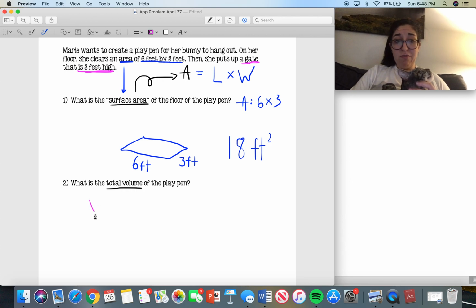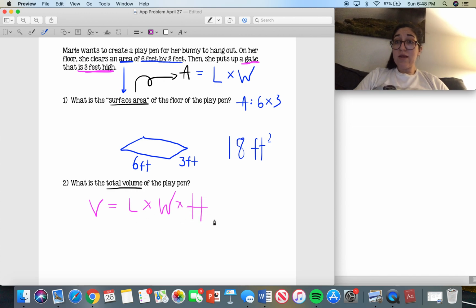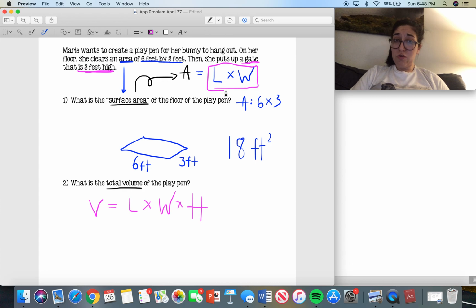We've talked about that volume equals length times width times height, right? Length times width times height. But if you'll notice, area is length times width. So we've actually already done that part. We solved this already.